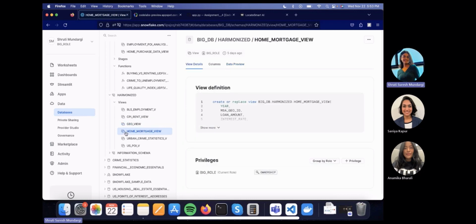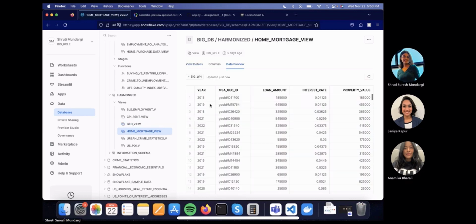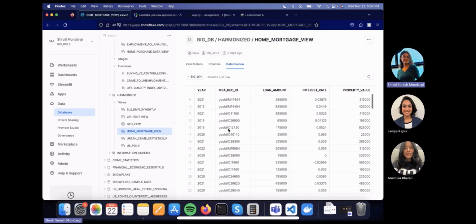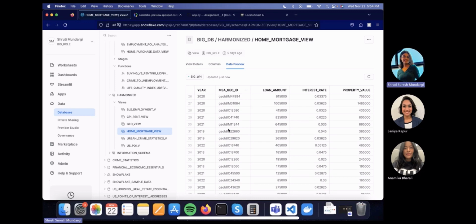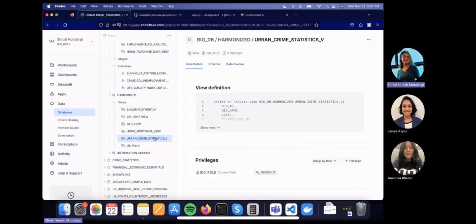So the next one is a home mortgage view. Here you can see that we have the year, the geo ID, the particular loan amount. So this basically shows us all the loans that have been taken in any kind of area, its interest rate, the property value against which the loan has been taken, and it has all the insights about any kind of property that was bought through loan. And next is crime statistics.